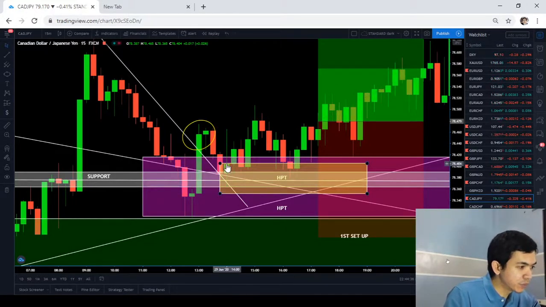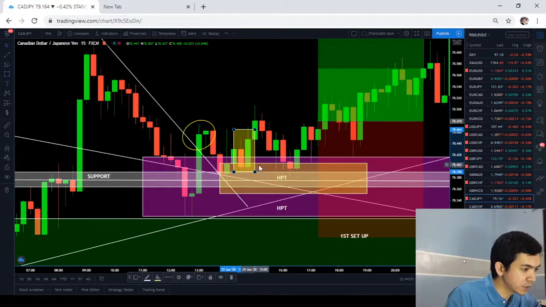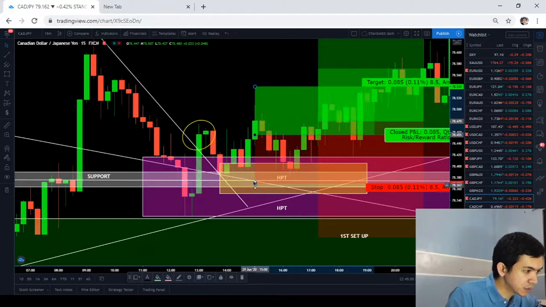And then, I will wait for another opportunity within my HPT zone. Okay? And then, what happened? Yung price or yung market, nagpakita sa akin ng isang powerful candle formation na engulfing. So, what will I do? Normally, when we see this pattern, we can take a long opportunity right after the next candle. And structure below.